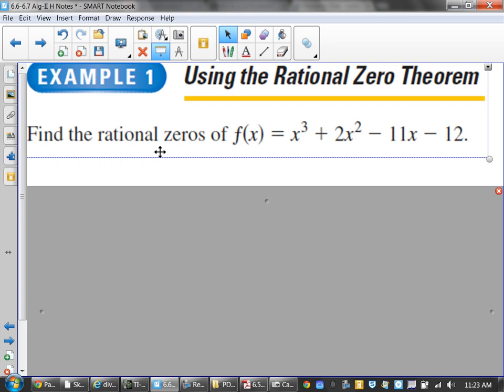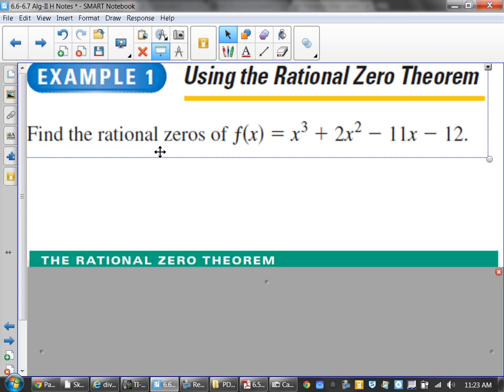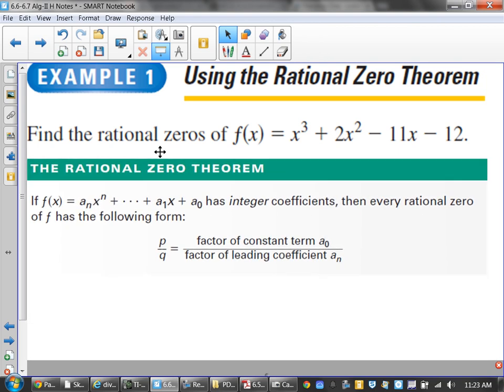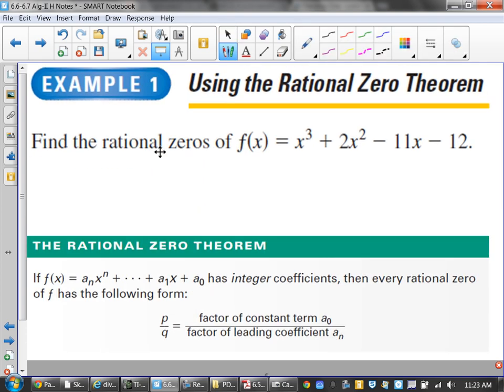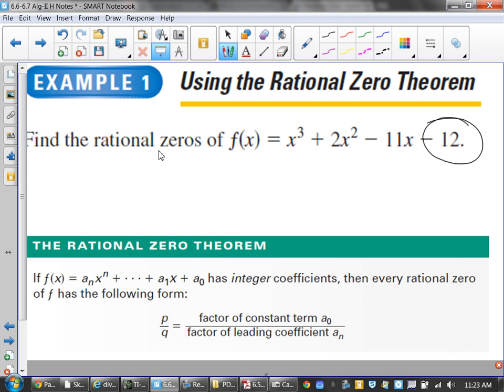You can't. There won't be any way to factor this. So you have to use what's called the rational zero theorem. Now again, this is a lot of words for something that is very, very simple. What you do is you list all the possible factors of your constant. My constant here is negative 12. What are the factors of 12?